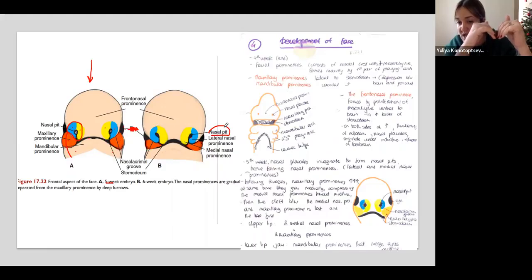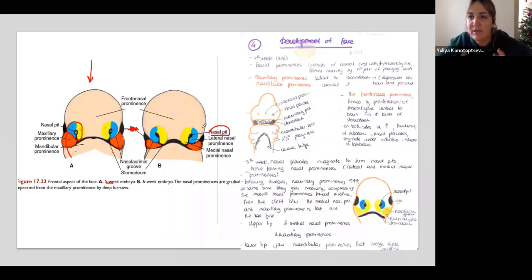This is going to be the nasal pit. Closer to the middle, this is the medial nasal prominence. A bit away, this is the lateral nasal prominence. That's what your nasal placode consists of. But it's very important to understand the relations of the nasal placode to the surroundings. So we're going to take this whole thing, magnify it and redraw it.